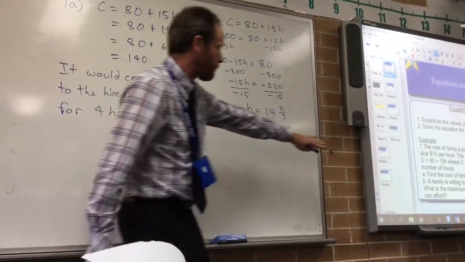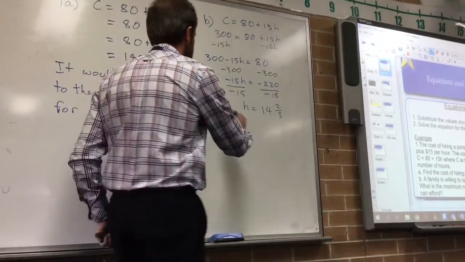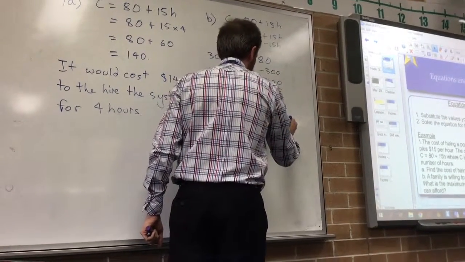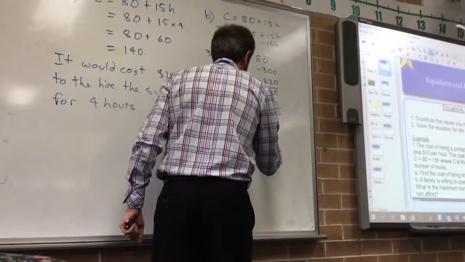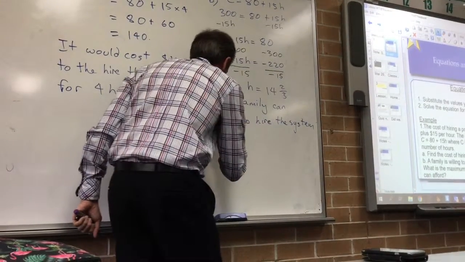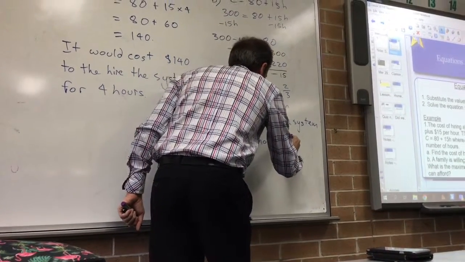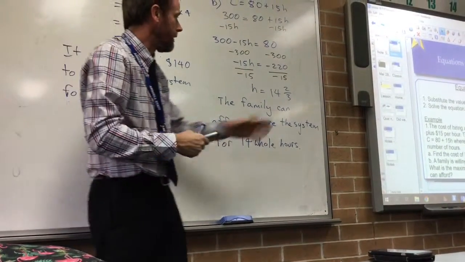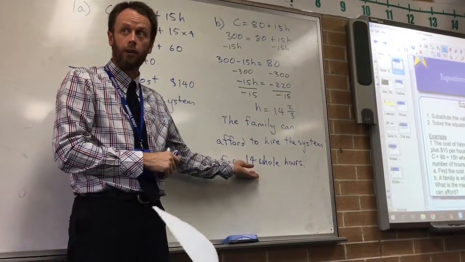Our question though asks, what is the maximum number of whole rental hours the family can afford? So we would answer it with: the family can afford to hire the system for 14 whole hours. Because it's whole hours, we're just taking away the 2/3 there. You can't do it for part of an hour, it's a whole hour, so it's 14 whole hours.